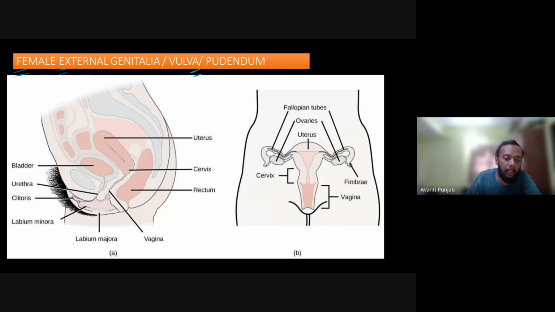You will have the labia majora. You have the labia minora. These are the female external genitalia. You have the clitoris, which is also called part of the female external genitalia. And you also have something called the mons pubis. Okay, so let me write it down over here. So you'll have your mons pubis.